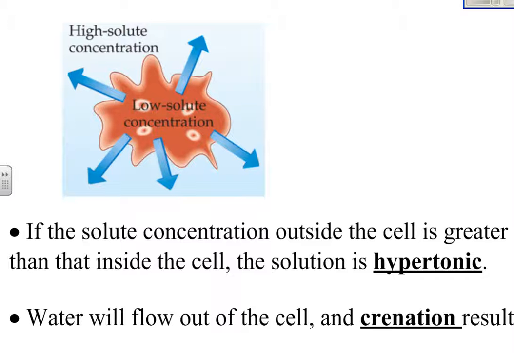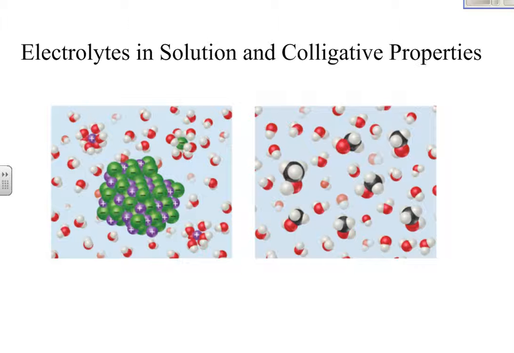So we talked about the hypertonic and hypotonic situations within living systems. Electrolytes in solution in colligative properties. So what happens if we have, for instance, sodium chloride dissolving in water? How is that different from dissolving, say, methanol? On the left here we have sodium chloride, and over here we have methanol. Both of these things will dissolve in water. Both will lower the freezing point and raise the boiling point.